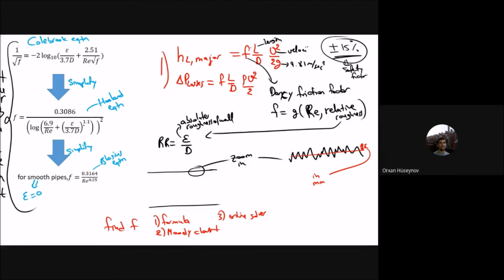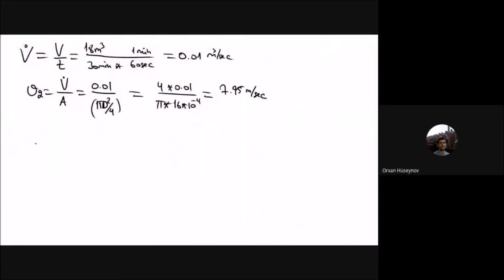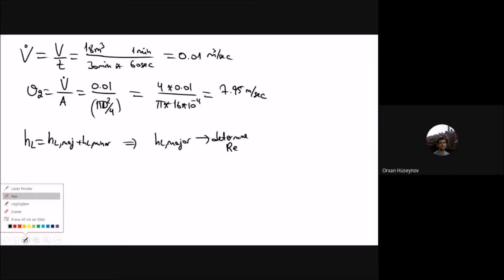But if it is laminar, now let me summarize it here. To find the f, first the equation itself: you will have two types of losses here, and HL will be equal to HL major plus HL minor. To find HL major, you should first determine the Reynolds number. If it is laminar, f is 64 divided by the Reynolds number based on diameter.